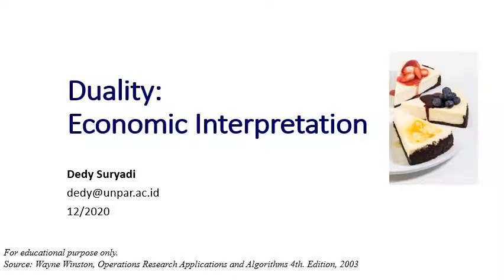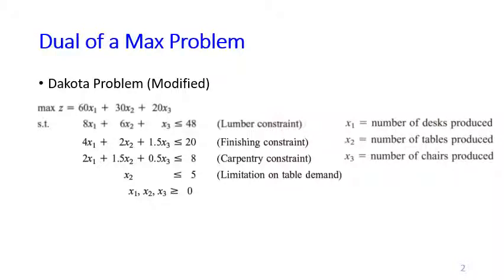So let's start. To illustrate how we may interpret an LP problem economically using the dual LP, we are going to use the Dakota problem and modify the original problem a little bit by deleting this constraint. And then in the next slide, I will pause the video. I will show the Dakota problem so you can read the problem and get the context of this problem. I will return after the pause on the video.